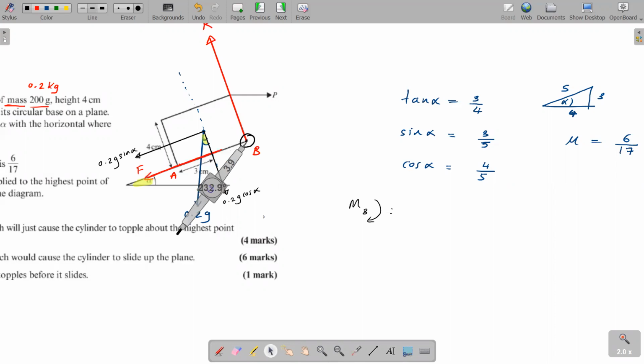So it's giving an anti-clockwise moment around B. Can you see 0.2g cos alpha gives an anti-clockwise moment around B? Do you guys agree with me? So anti-clockwise means it's negative.